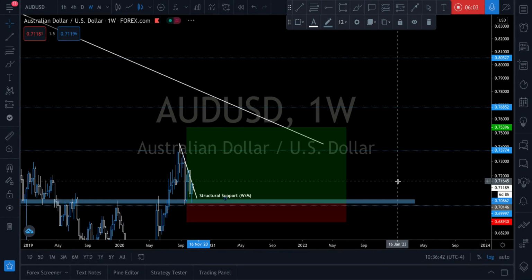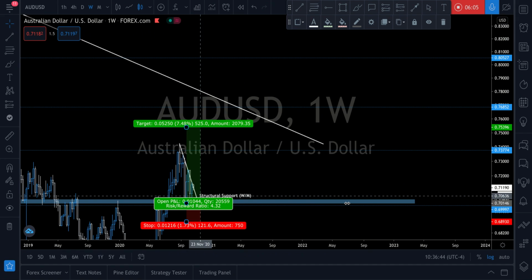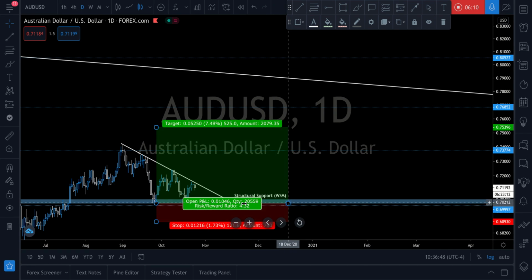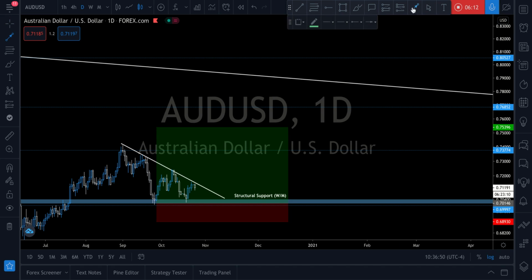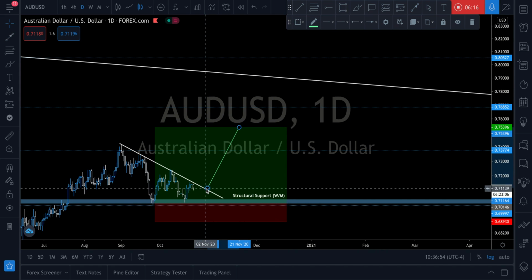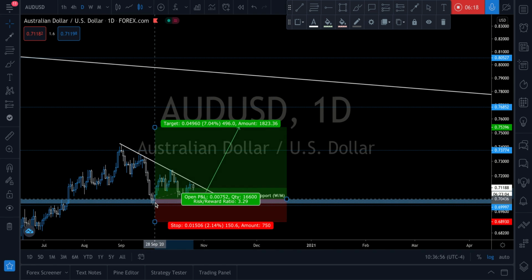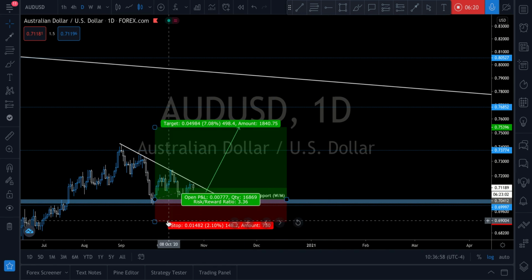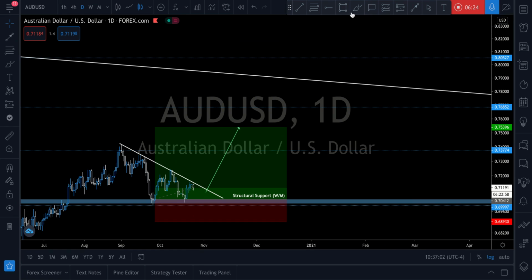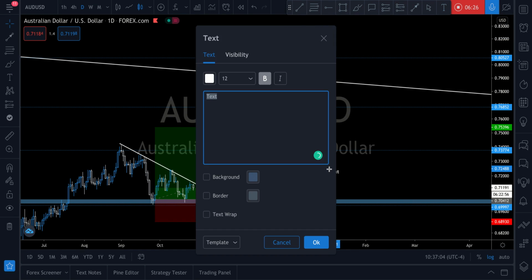Hold on, perfect. Just want to clean this up real quick. One more thing is we want to break this area of structure, break trend line.